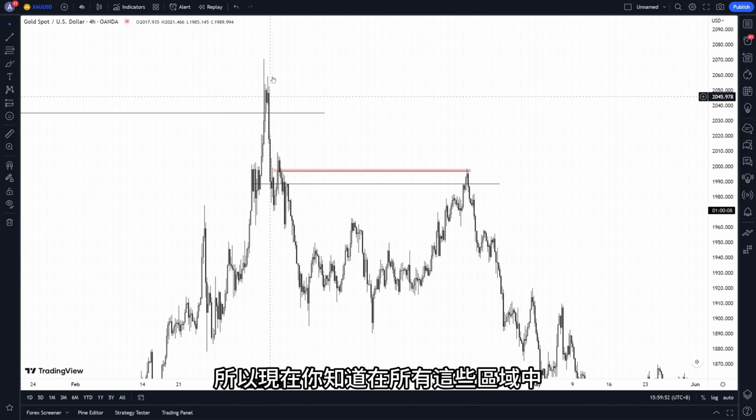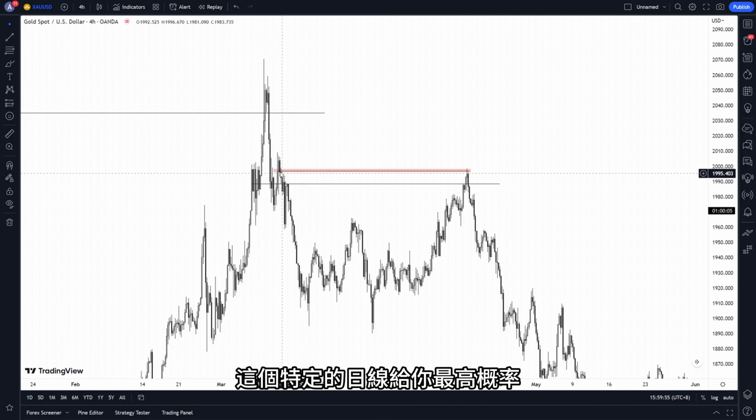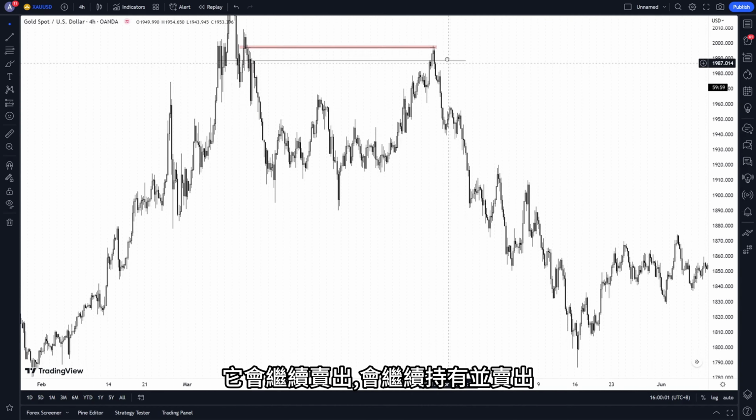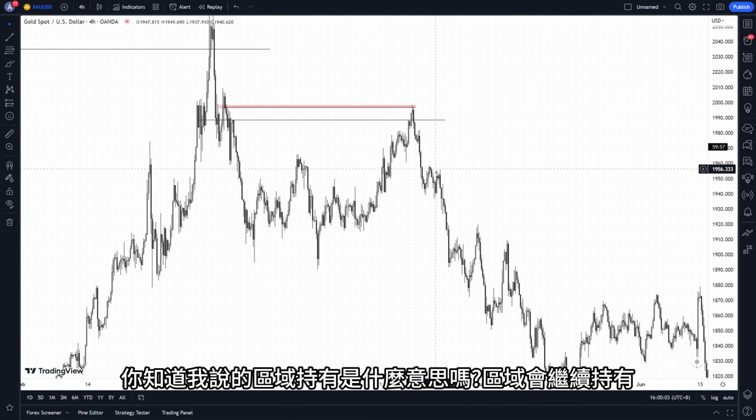So now you know that out of all these zones, this particular daily is giving you the highest probability that it's going to continue selling off from. Going to continue and hold and sell. You know what I mean by the zone holding? Right? The zone is going to continue holding.